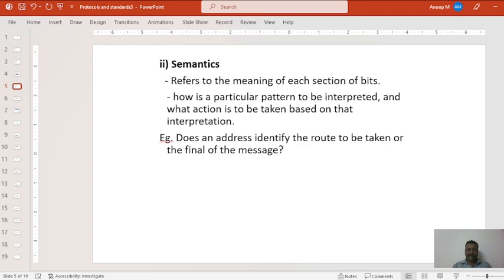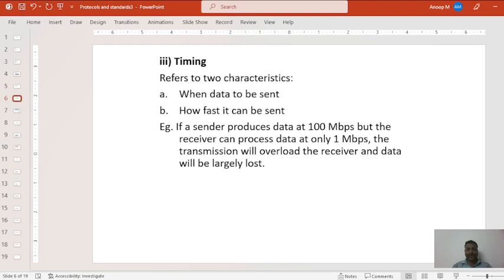The second element is semantics. Semantics refers to the meaning of each section of bits that we are going to send. It is the particular pattern which is interpreted, and the action is taken based on this interpretation. For example, the address identifies the route to be taken or the final message. So here the meaning has to be known for each section of bits being sent from the source to the destination.